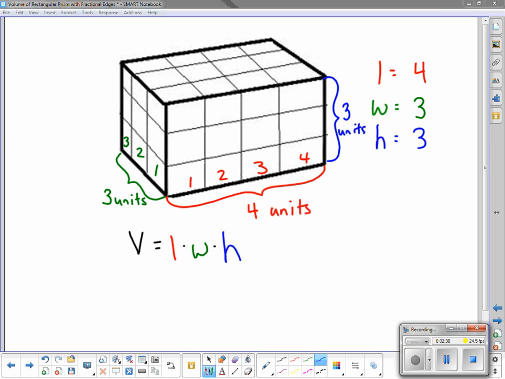Now, all I have to do is come down here to the formula that we were given, volume equals length times width times height, and now I just need to substitute those numbers in. According to what I wrote up in the top right, the length is 4, the width is 3, and the height is 3. The next step is to multiply.